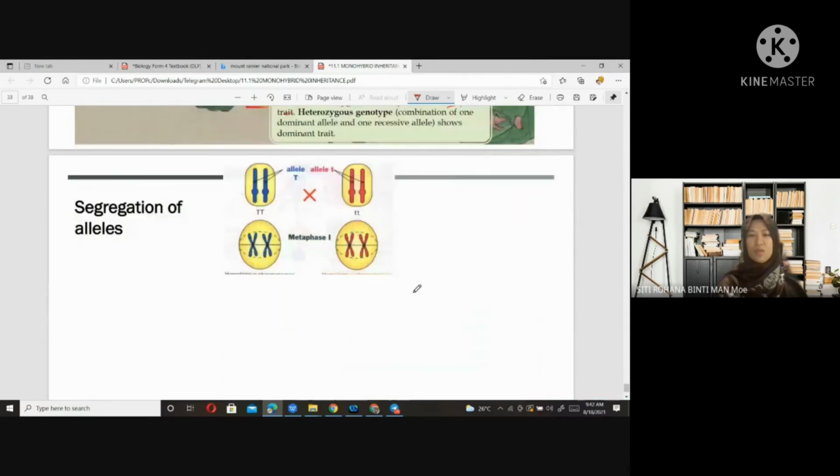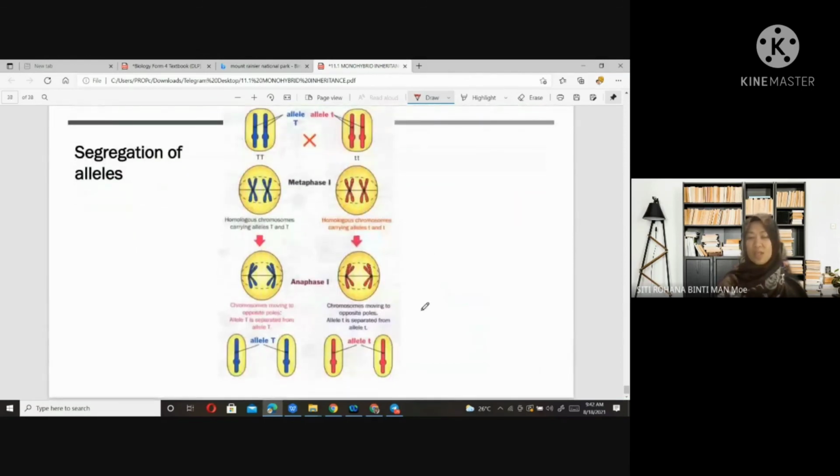So, tengok ni. Ni konsep yang dah belajar masa form 4. Kalau faham konsep ni, awak akan faham apa yang saya explain tadi.